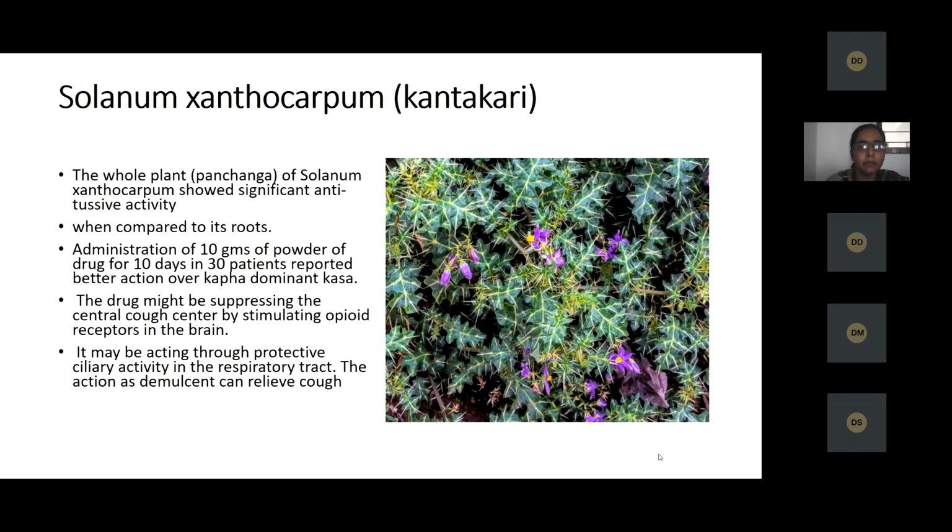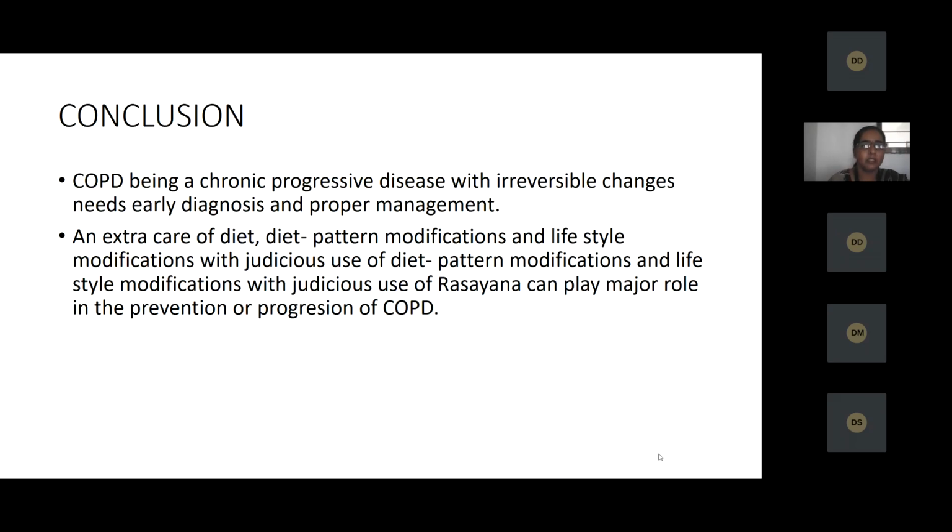The drug might be suppressing the central cough center by stimulating the opioid receptor in the brain. It may be acting through the protective ciliary activity in the respiratory tract, and the action is the demulcent, which can relieve the Kapha. Conclusion.